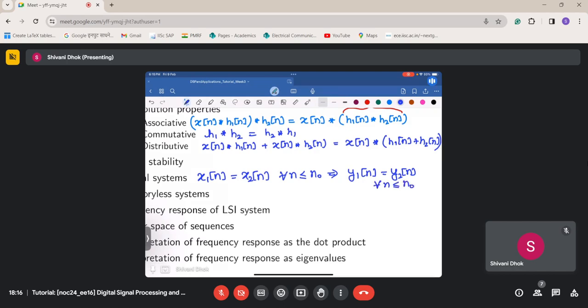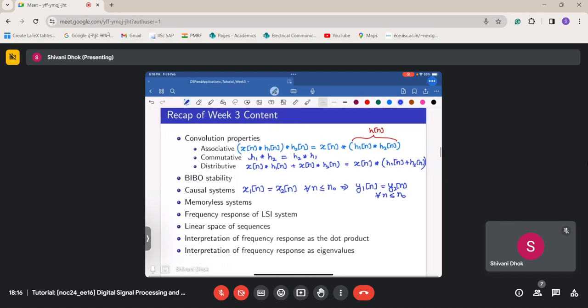So what it indicates is that there is no future dependency. Like x1, if I am looking at the output at n equal to 1, then that output won't depend on the input value at n equal to 2, 3 and so on. Such a condition is known as causality.